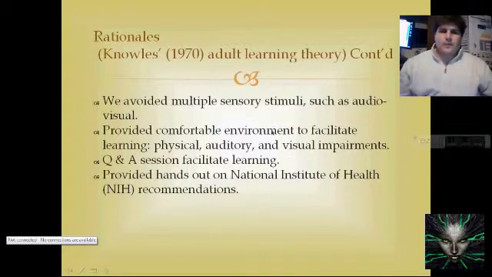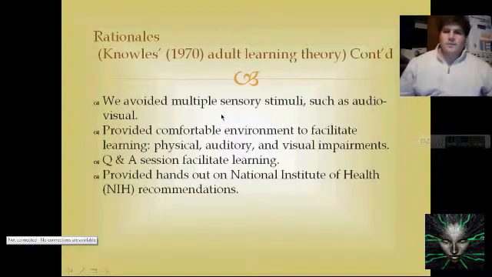This is another slide about the reasons why we taught what we taught and how we taught it. We definitely avoided sensory overload, such as full audio-visual displays, and we just kept it real simple and comprehensible. Provide comfortable environments, and make sure that people that have auditory problems sit in the front, people with visual impairment sit in the front, people with physical impairments.